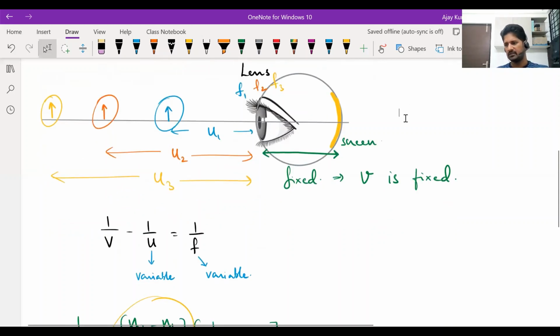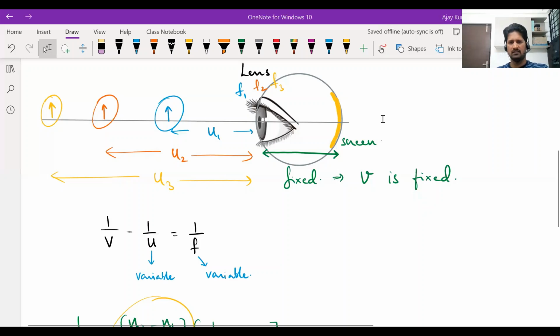So remember, the human eye is able to show you clear images of different objects which are at different distances, even though the screen is at the same distance. How does it do that? By adjusting its focal length. And you all must have observed this also. If you are focusing at one particular distance, other objects at other distances automatically appear blurred to you. Have you all observed that or not?